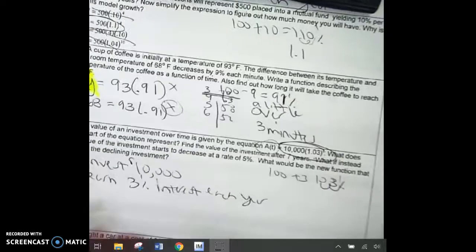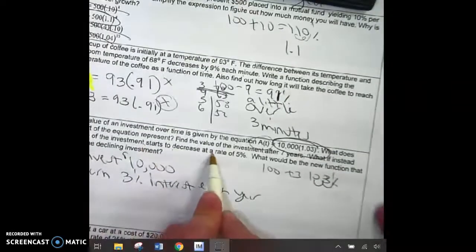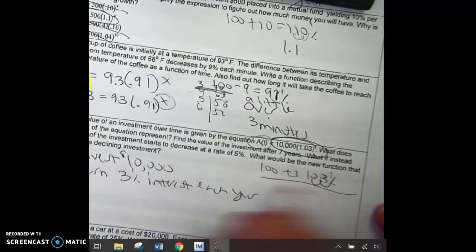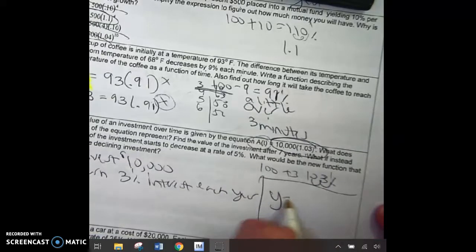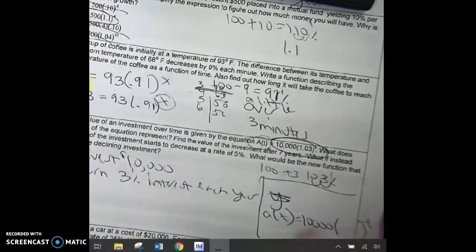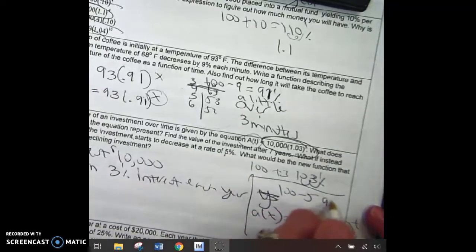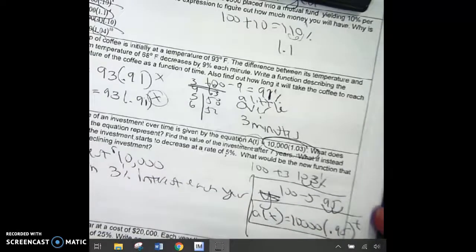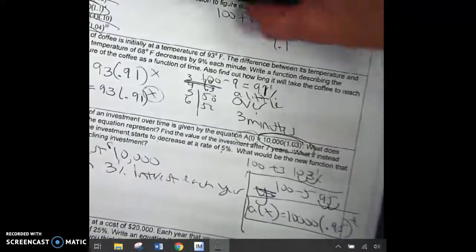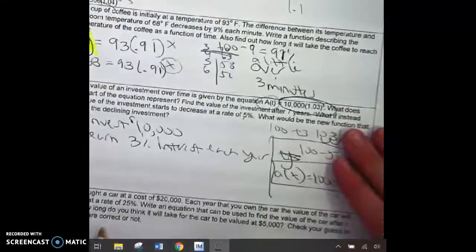What if instead the value of the investment starts to decrease at a rate of 5%? So now they're saying, hey, make a new equation. Why? Oh, they want you to use A sub T equals, I still have 10 grand to start. But this time, instead of going up, it's going down. So 100 minus 5 is 95, 0.95. So it's decreasing.